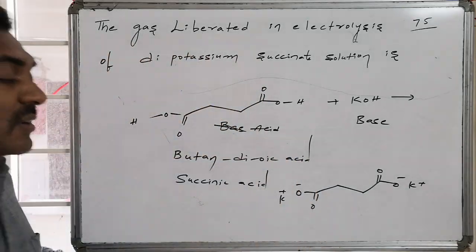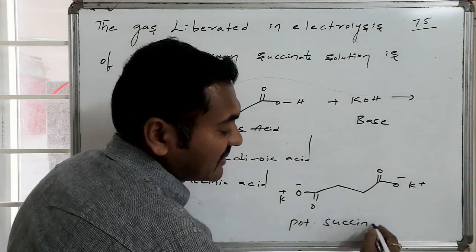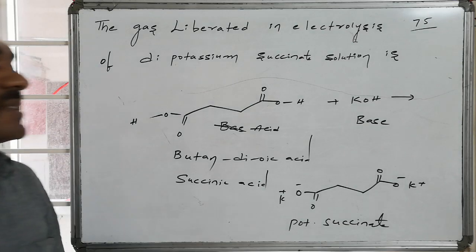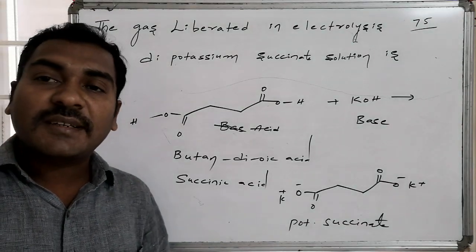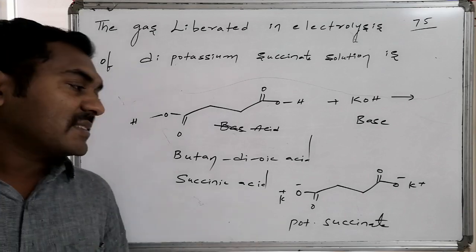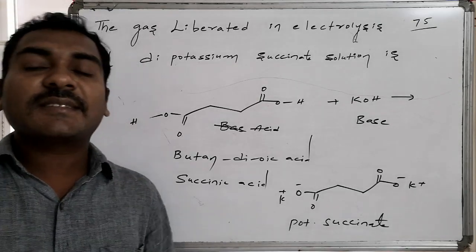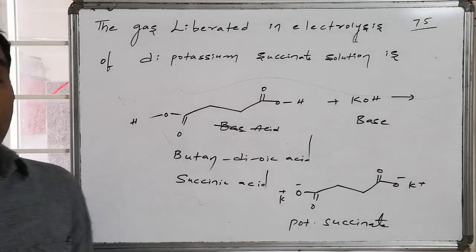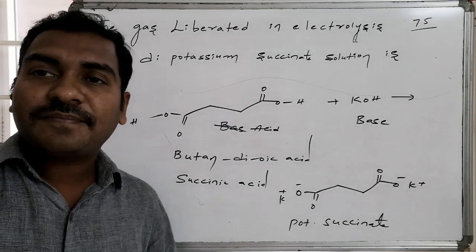We can say it as potassium succinate. With this potassium succinate, an aqueous solution of potassium succinate is electrolyzed. As a result, which alkene gas is liberated? Our question is, when an aqueous solution of potassium succinate is electrolyzed, which alkene at which electrode is going to be liberated?